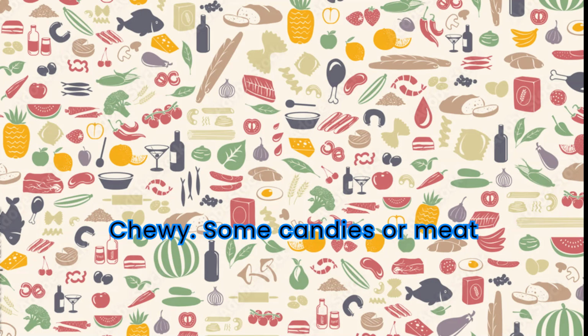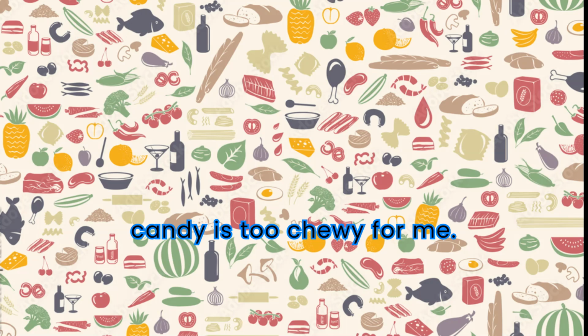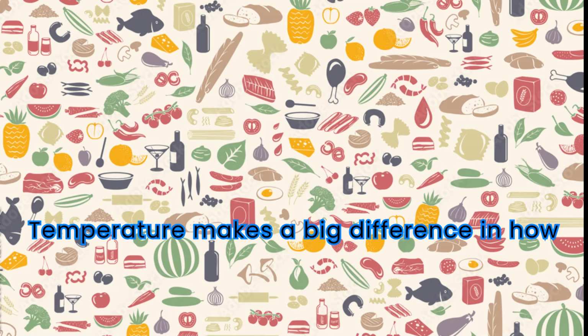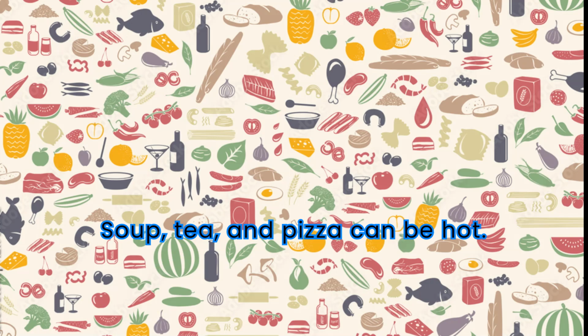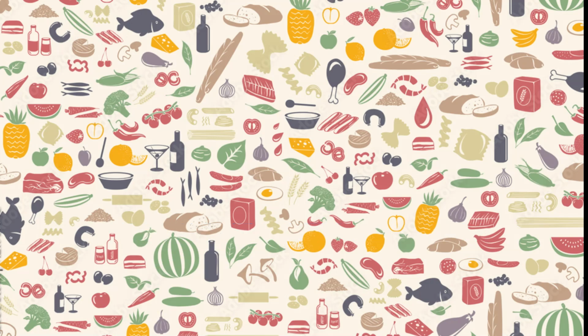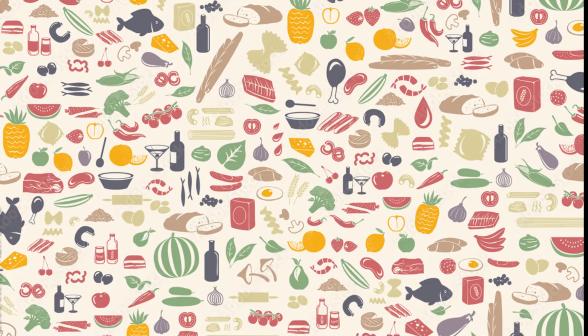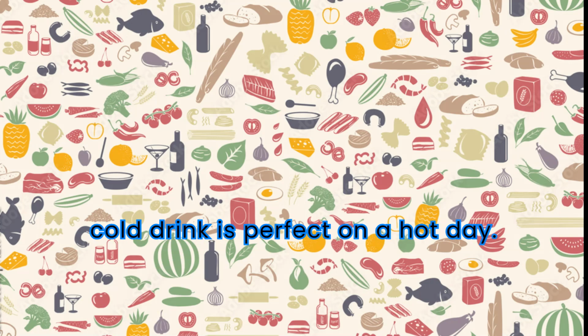Chewy. Some candies or meat are chewy. Example, this candy is too chewy for me. 3. Talk about temperature. Temperature makes a big difference in how food tastes. Hot. Soup, tea, and pizza can be hot. Example, be careful. The soup is very hot. Cold. Ice cream, salad, and smoothies are cold. Example, a cold drink is perfect on a hot day.